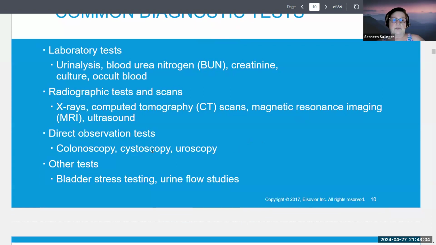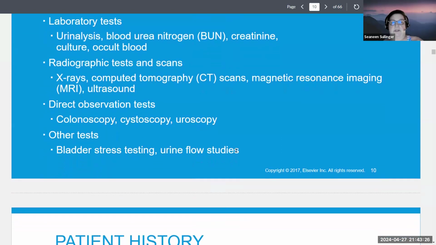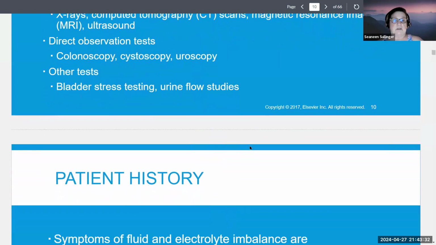You can also do cystoscopies or uroscopies. A cystoscopy would be going into the bladder to see any structural issues in the bladder, and the uroscopy would be going up the urethra to see if there's any structural problems there. You can also do different types of urine flow studies or bladder stress testing to check on the function of the bladder.